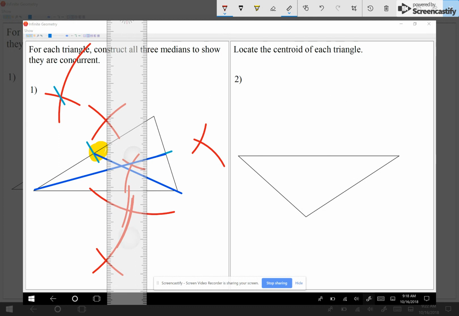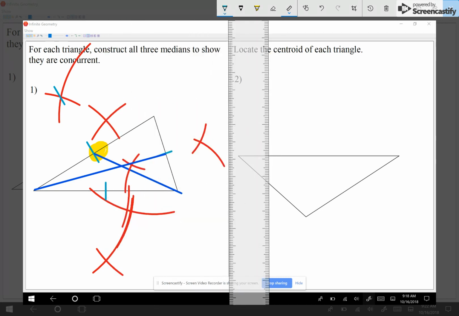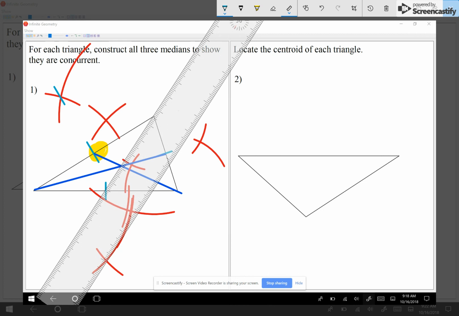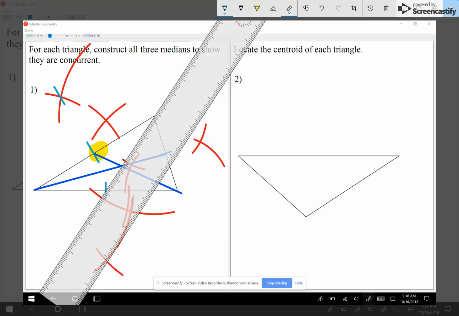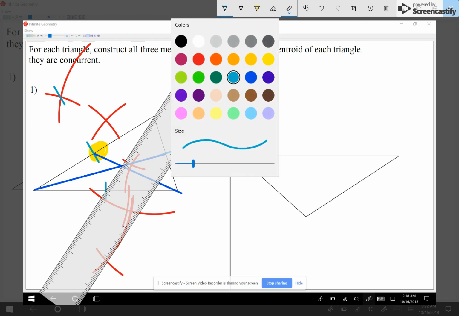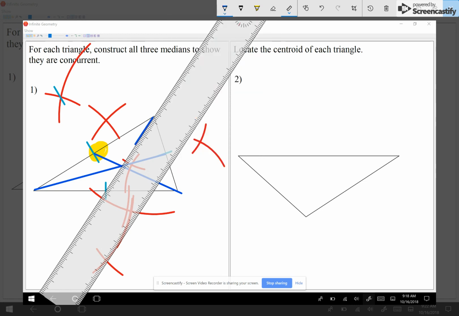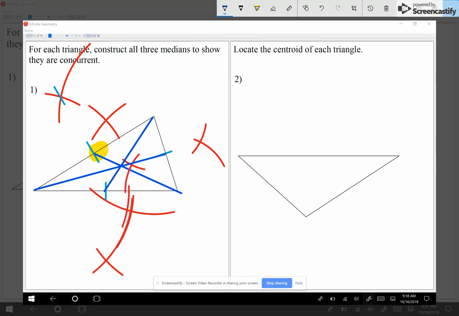Once again, what this does is cross the bottom side of the triangle at 90 degrees through the middle. All I'm really interested in is the middle of the segment, so that's why I mark it. Now I'm going to grab my ruler and connect that intersection to the opposite corner. And there in blue, we see all the medians.